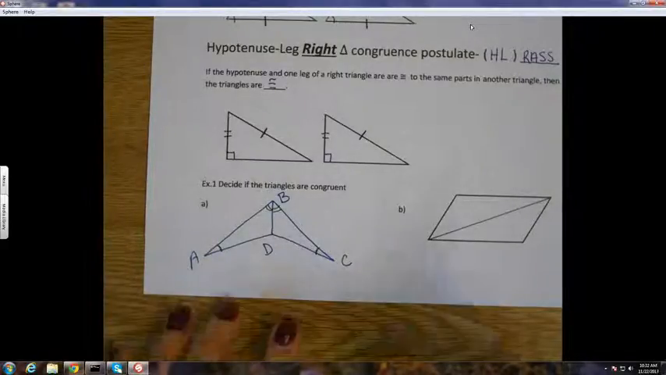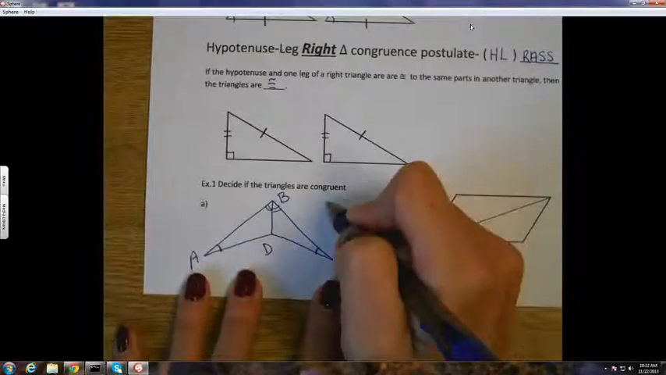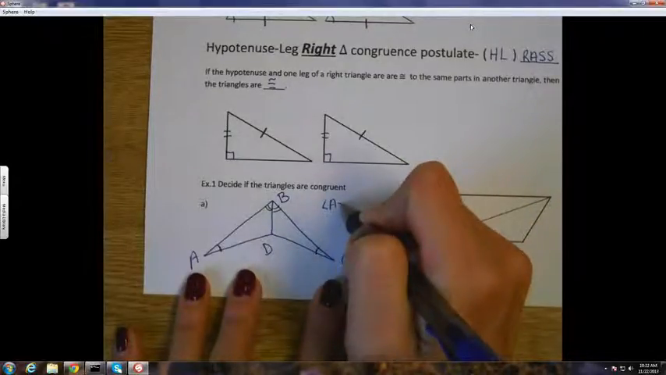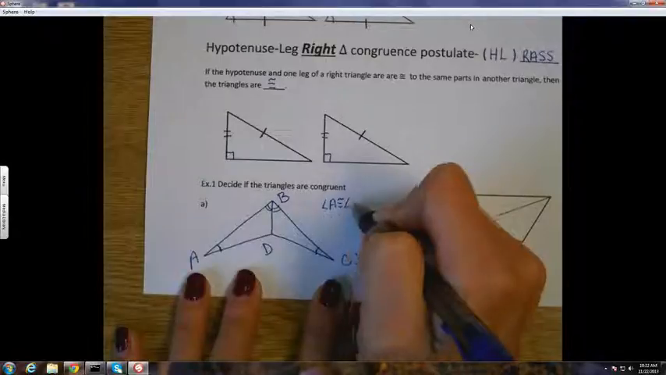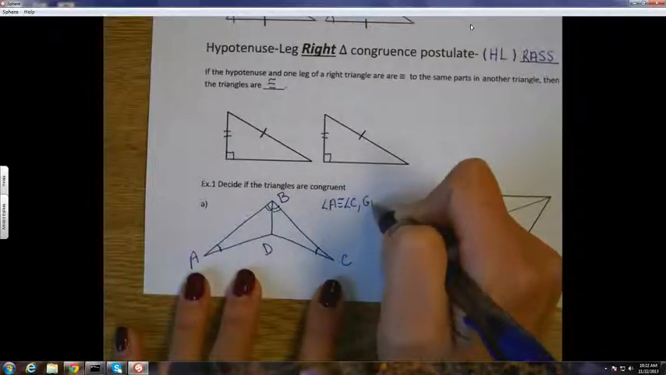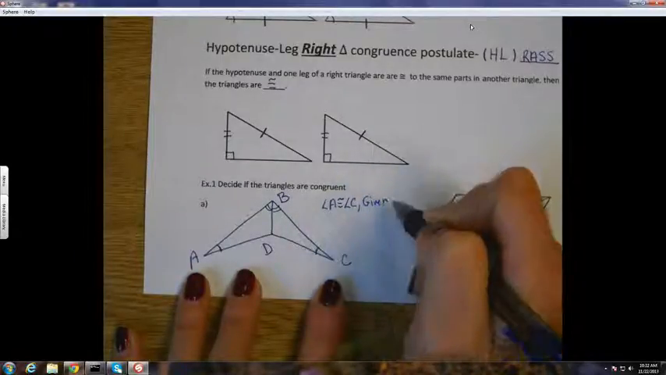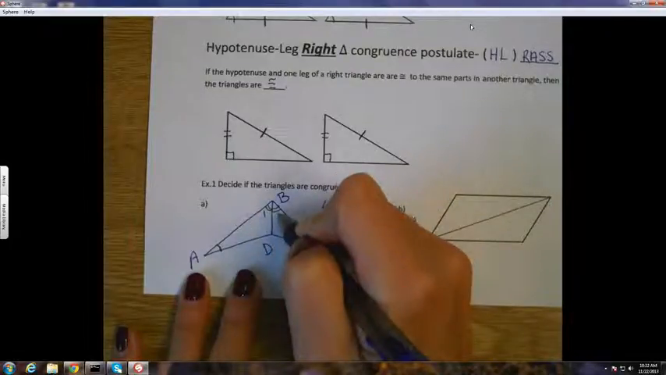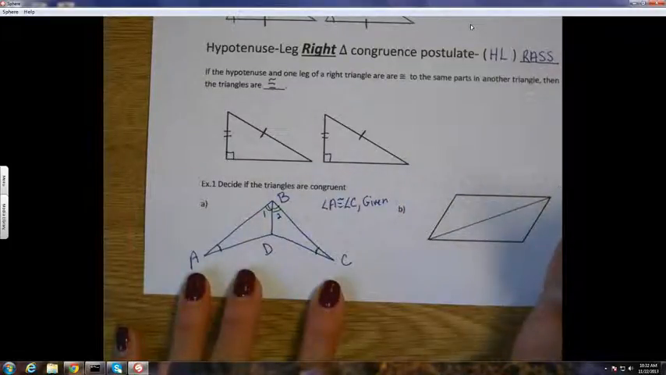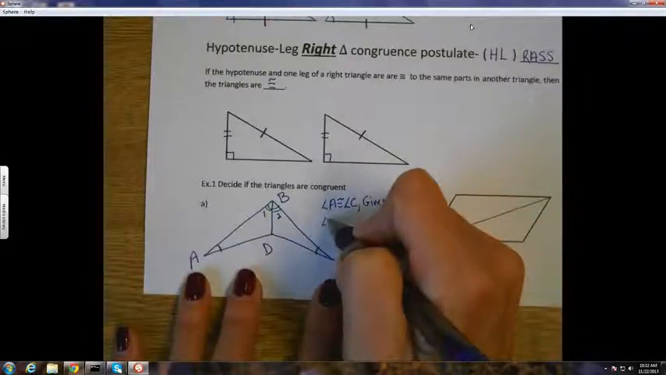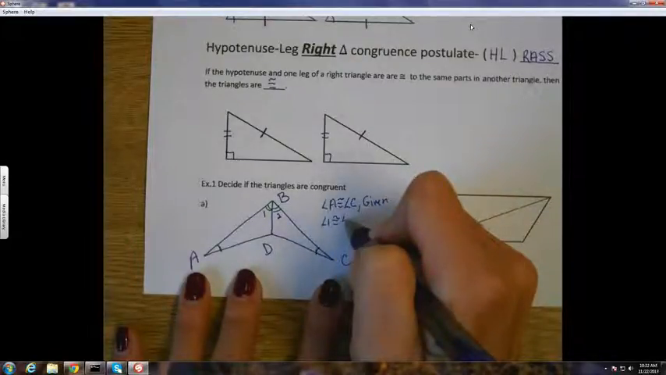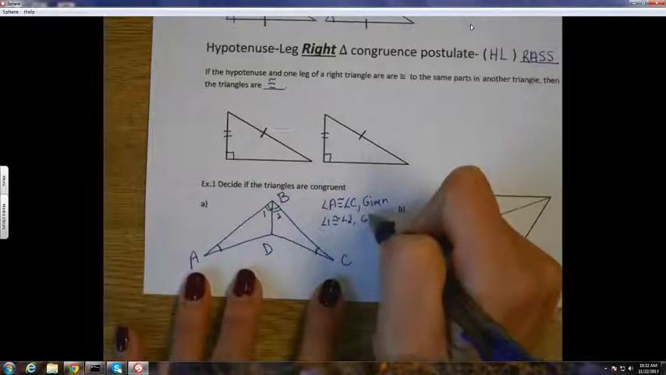So, I can see in the picture that angle A is congruent to angle C because it was given to me with the arc mark. I'll put a little 1 and 2 at B because I can't use angle B because there's too many angles there. I've got angle 1 congruent to angle 2. That was given to me with arc marks.